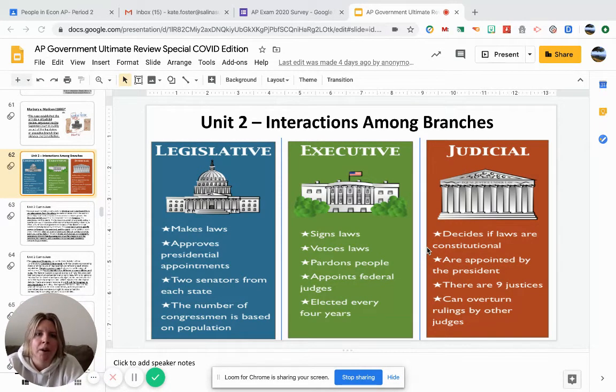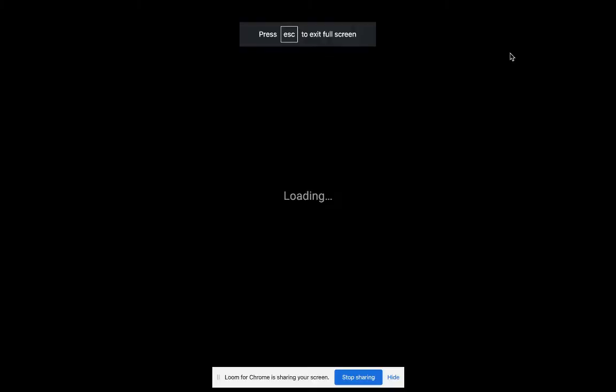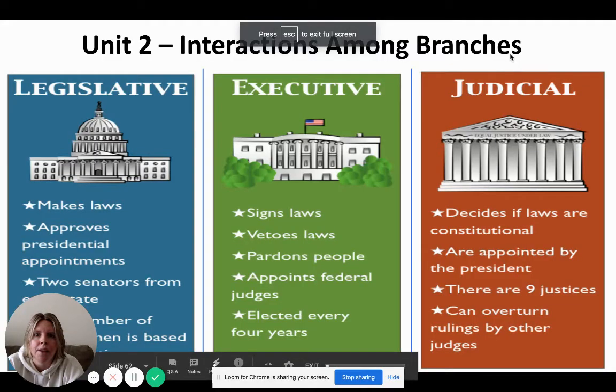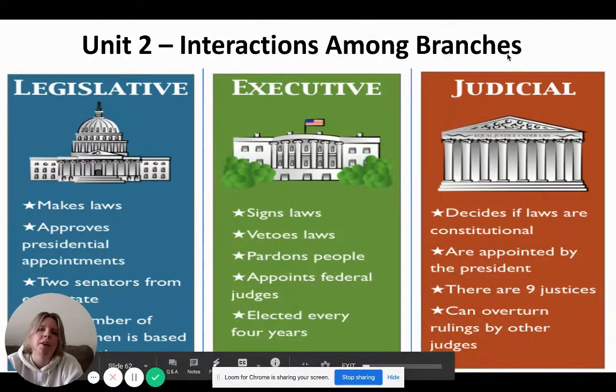So I'm going to go ahead and present on this. This is the Google Slides for the updated edition for this year's test. This is Unit 2, so let's go ahead and jump in. And as always, if you have questions, please let me know.